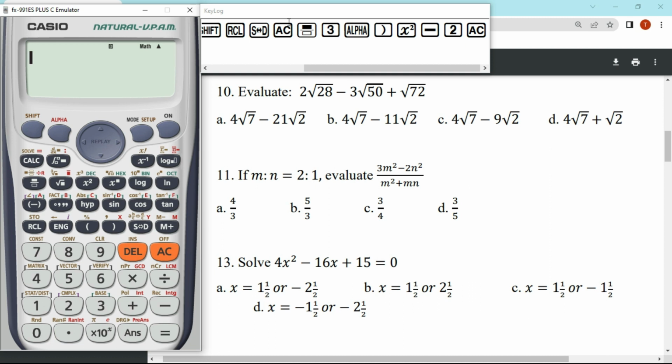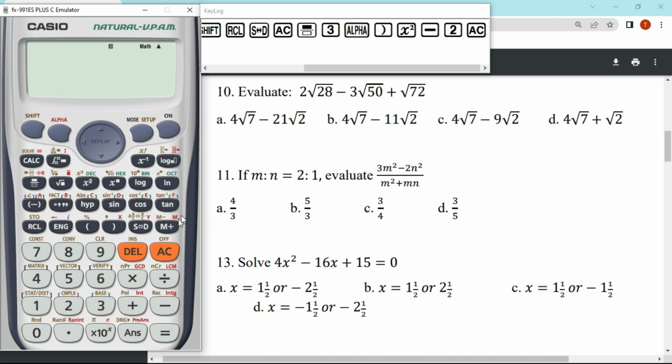In this particular question, it's given in proportion form. Before we start solving the question, you have to make some deductions. If m is to n is equal to 2 is to 1, then you're asked to evaluate the expression 3m squared minus 2n squared, all over m squared plus mn. What you're supposed to do now is to find a value for m and n.